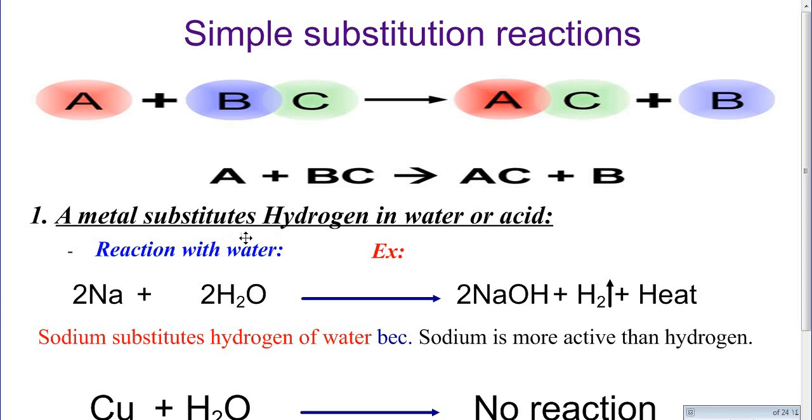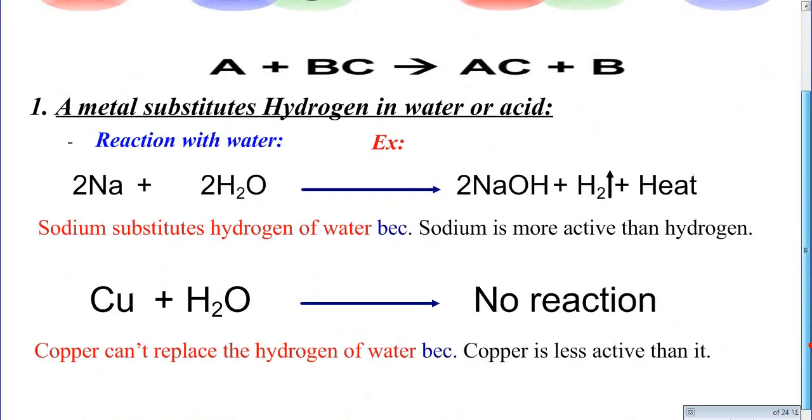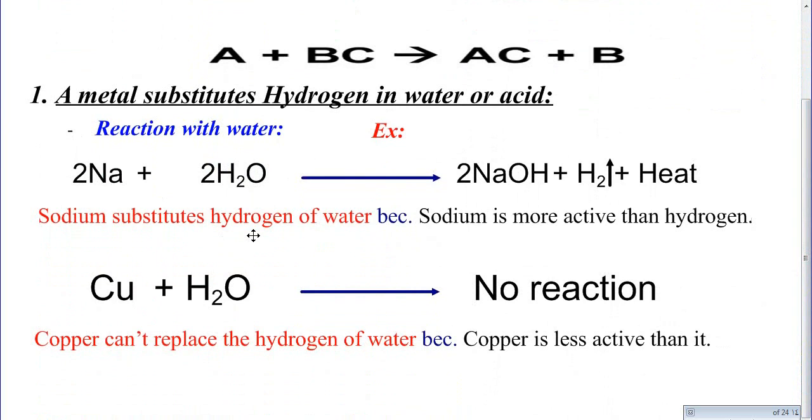Firstly, a metal substitutes hydrogen in water or acid. The first equation in this part: sodium plus water. Sodium is more active than hydrogen, and it is one of the most active elements. So sodium will replace hydrogen in the water compound and give us sodium hydroxide, and hydrogen gas evolves, producing heat. Sodium can substitute hydrogen of water because sodium is much more active than hydrogen.